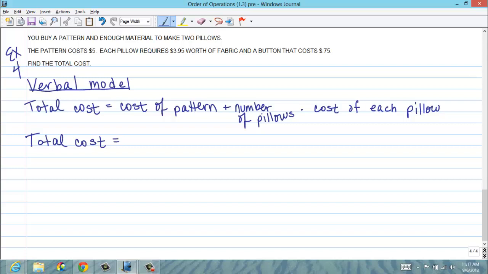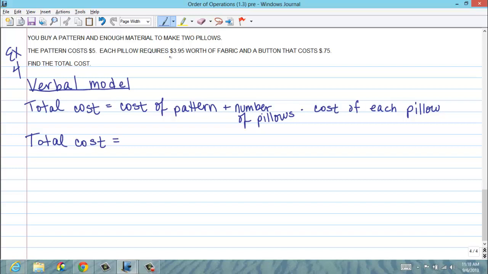And the first thing that we need to do is to make sure that we understand the problem. You buy 1 pattern plus fabric and buttons for 2 pillows. You are being asked to find the total cost. Let's make a plan. A very good way to make a plan is by creating a verbal model, laying it out in words what you need to do. The total cost has to equal the cost of the pattern plus the number of the pillows times the cost of each pillow.